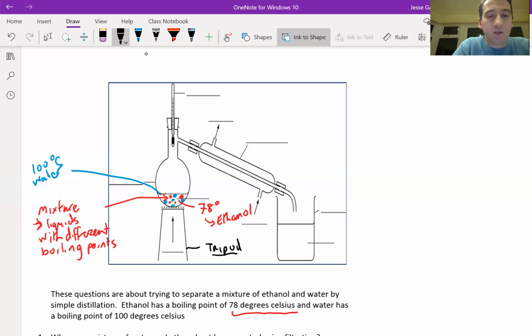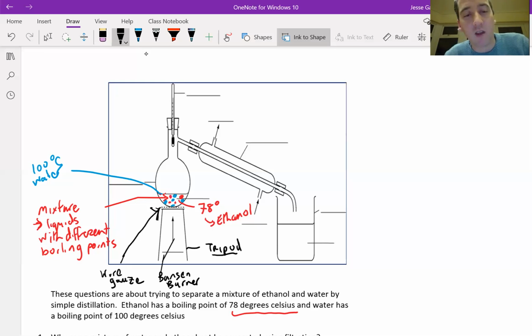This here shows a heat source of some description. What we're talking about here is usually a Bunsen burner. And above the Bunsen burner, we generally tend to have a wire gauze. It's like a little sheet of metal gauze, and what it does is it spreads the heat out evenly. So that's what we're going to use for heating: a wire gauze on top of a tripod and a Bunsen burner underneath.